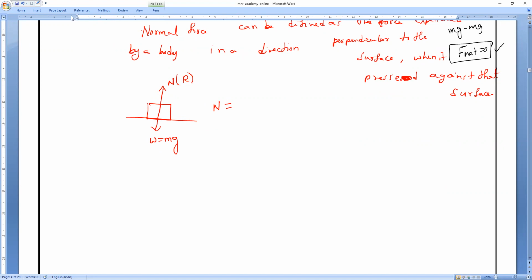Is it okay, guys? All of you? So R is equal to mg if it is a plane surface. Now, our next concept, please be very careful. If you have any small doubt, please ask me.